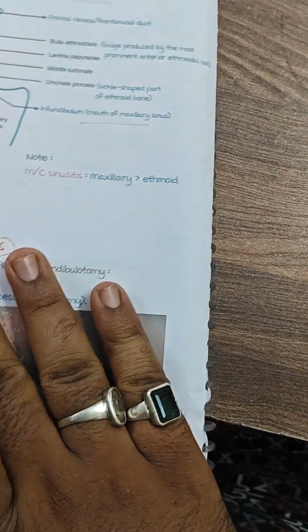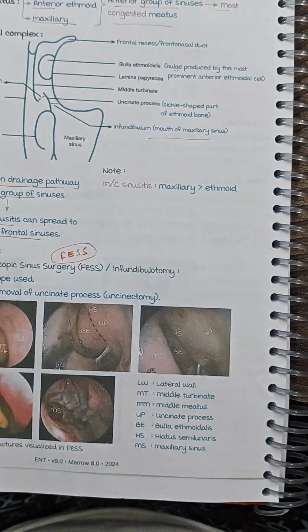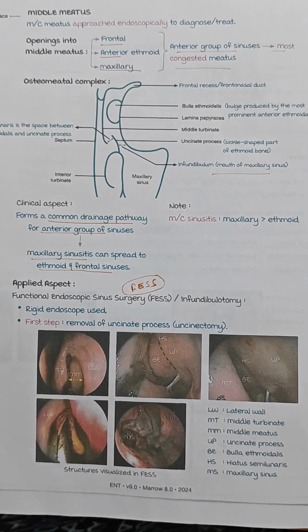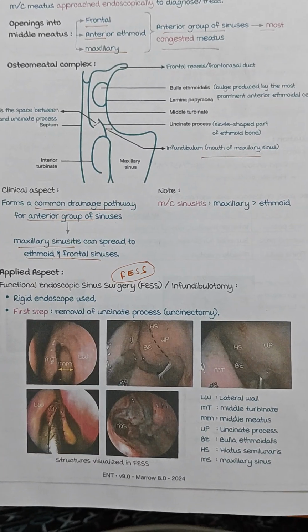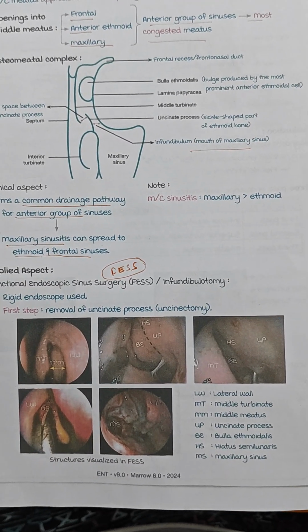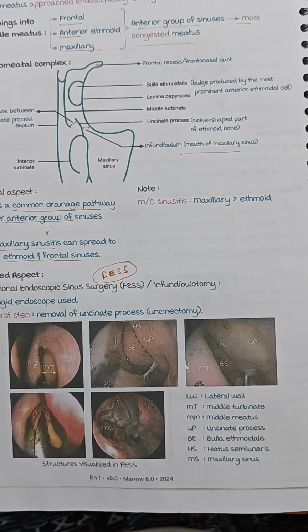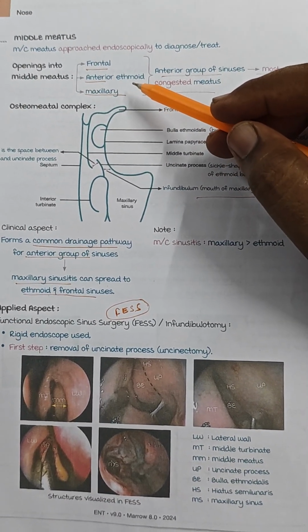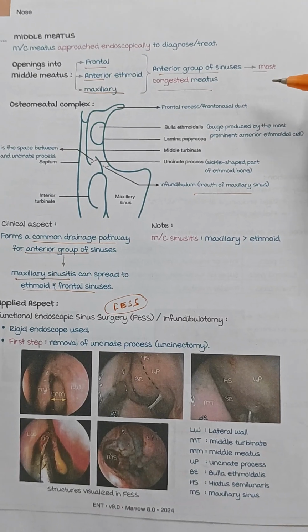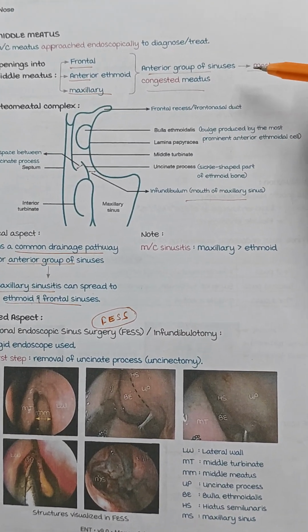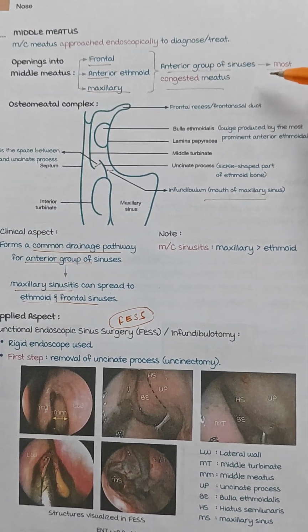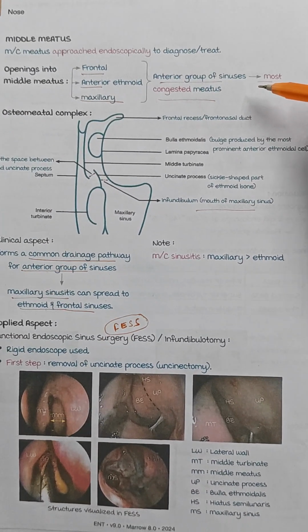Now moving to the middle meatus. This is the most common meatus approached endoscopically to diagnose and to treat. It lies lateral to the middle turbinate. In the middle meatus are the openings of the anterior group of sinuses, that is the maxillary, anterior ethmoidal, and the frontal. That's why it is known as the most congested meatus. The frontal sinus opens into the anterior superior part of the middle meatus.